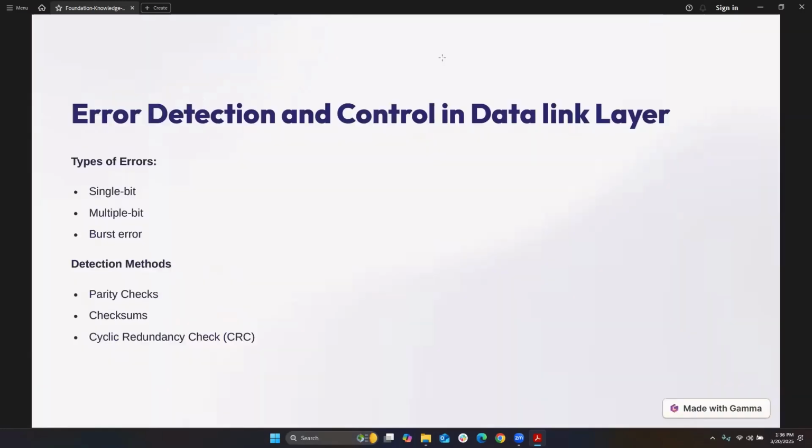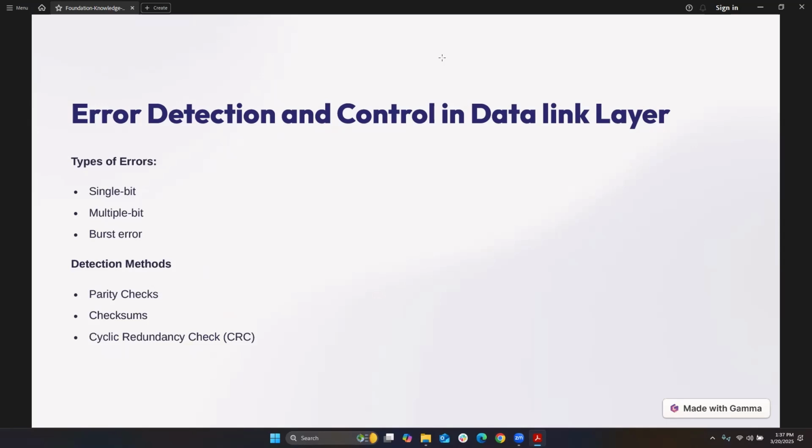So let's look at the error detection and control in the data link layer. What is error detection and why is it important? Data transmission is not always perfect. Sometimes noise, interference or hardware issues can cause errors in data. When errors happen, the received message does not match the original message, leading to corrupt or missing data. There are three types of errors.